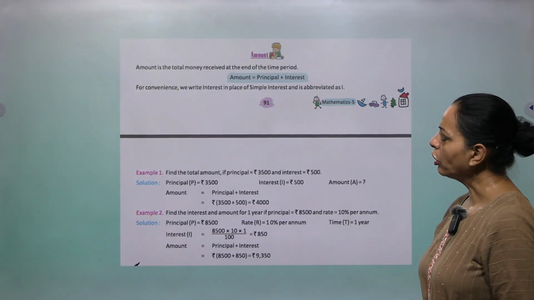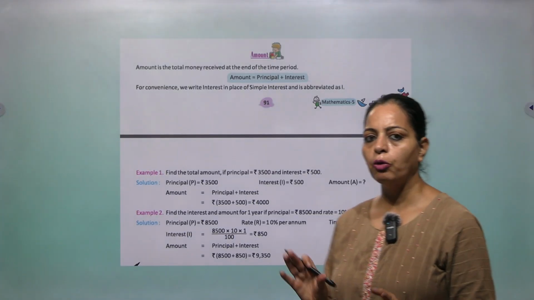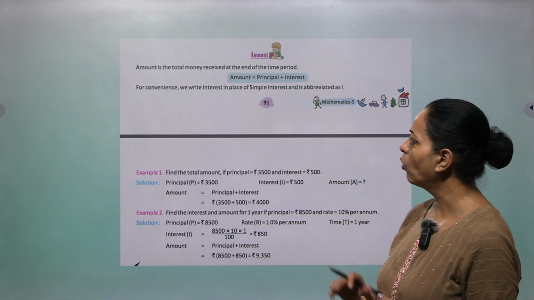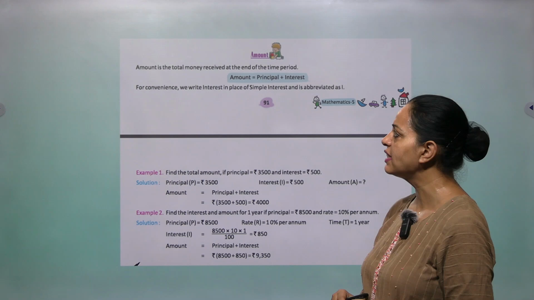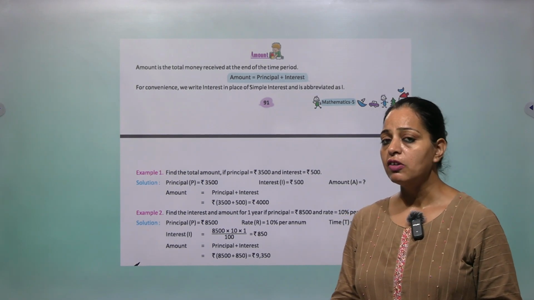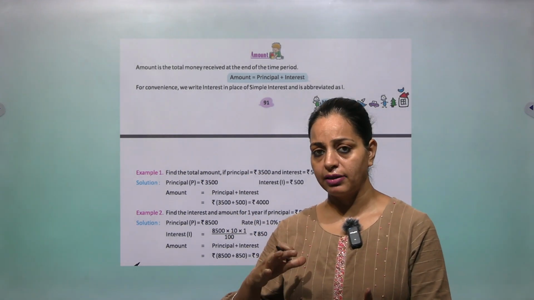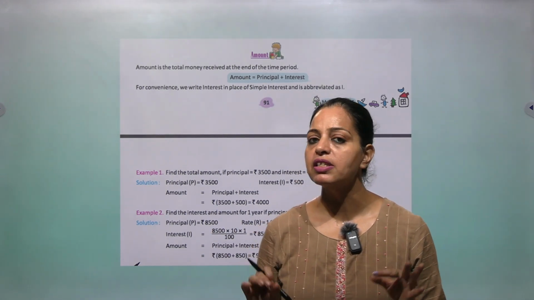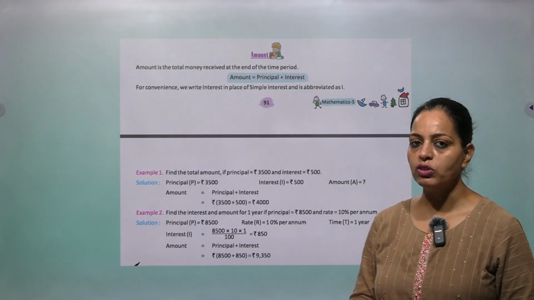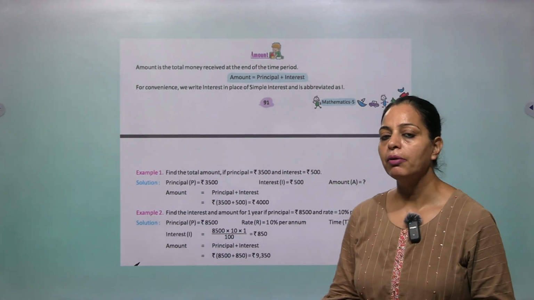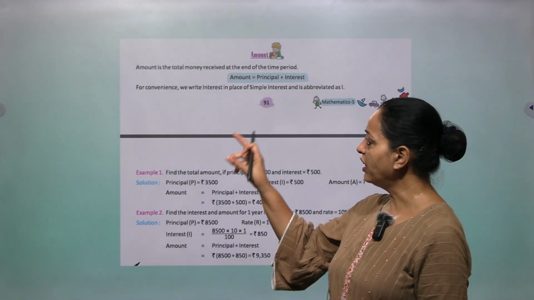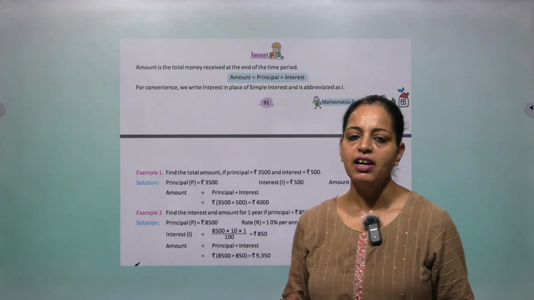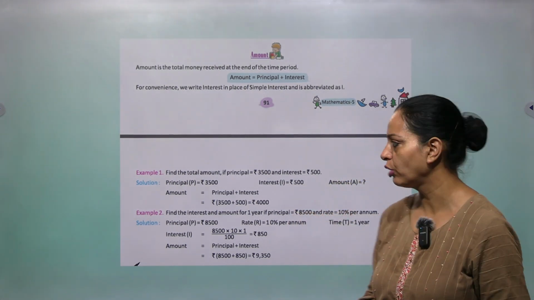Now we are talking about amount. I told you about principal, rate and time, and now I'm telling you about amount. Amount is the total money received at the end of the time period. The total money the bank gives us after some time, which means principal plus interest, becomes the amount. So the formula to find amount is amount equals principal plus interest. For convenience, we write interest in place of simple interest and abbreviate it as I. You can write SI or I, both are correct.